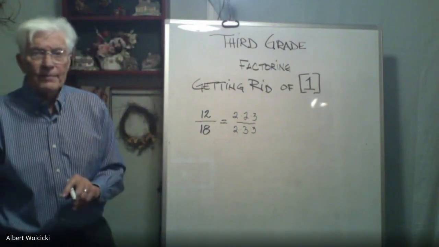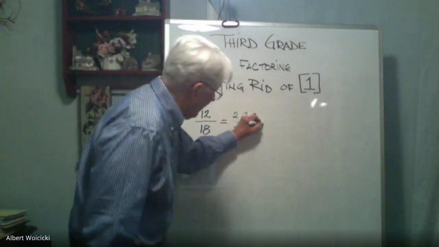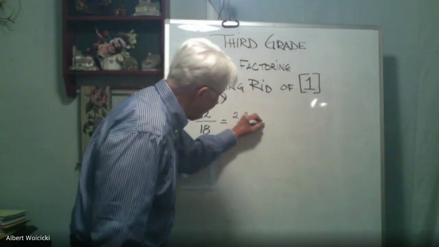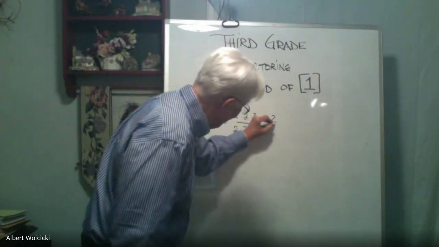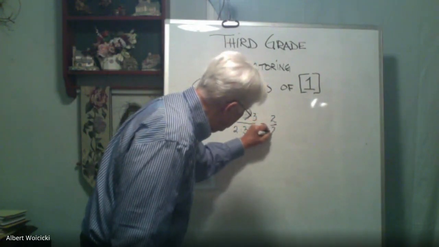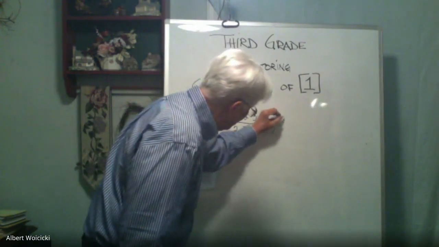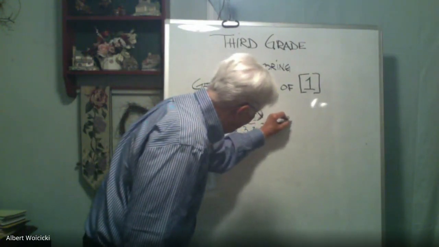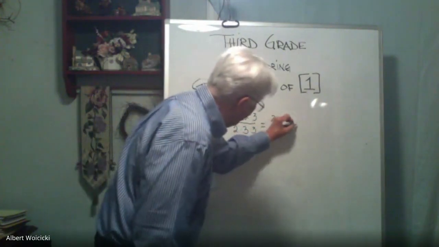Well, let's take a look at what we have. And this will even help us to multiply fractions later on. We have 2 over 2, that's 2 divided by 2. And then we have times 2 divided by 3. And then we have 3 divided by 3.